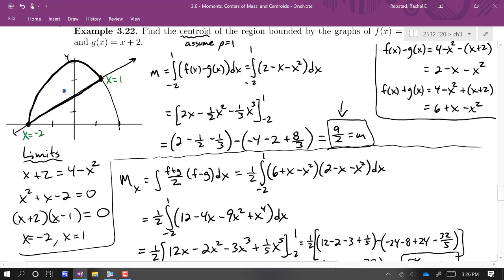So, this is an example of a problem that would take maybe the most amount of work. Sometimes we could take advantage of symmetry. At worst, you have like 3 whole integrals to do in order to get the center of mass or the centroid.